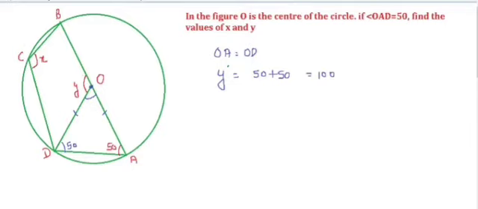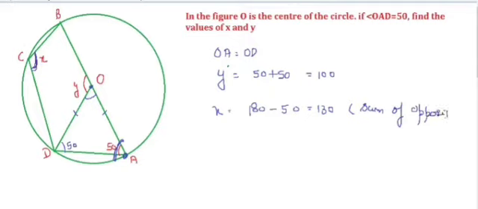Now we can see that ABCD is a cyclic quadrilateral. If ABCD is a cyclic quadrilateral, then x will be 180 minus 50, that is 130, because this A and this x are opposite angles of a cyclic quadrilateral. So the reason is the sum of opposite angles is 180 in a cyclic quadrilateral.